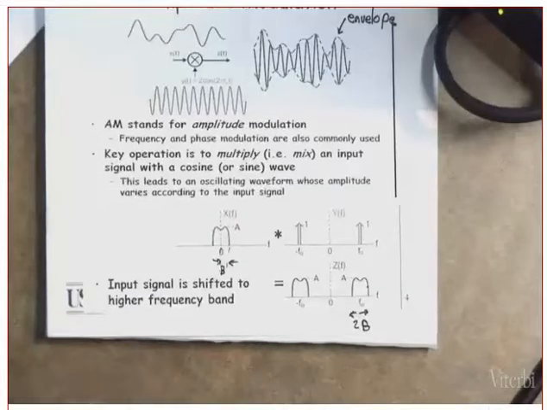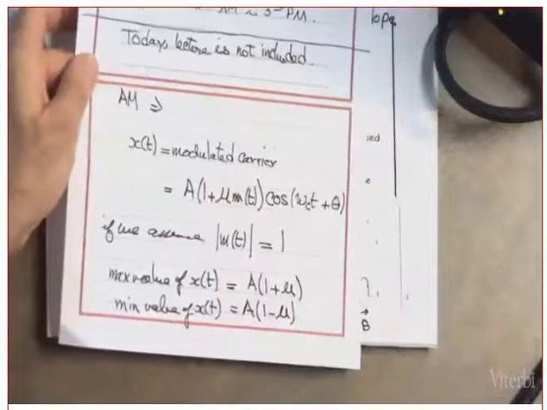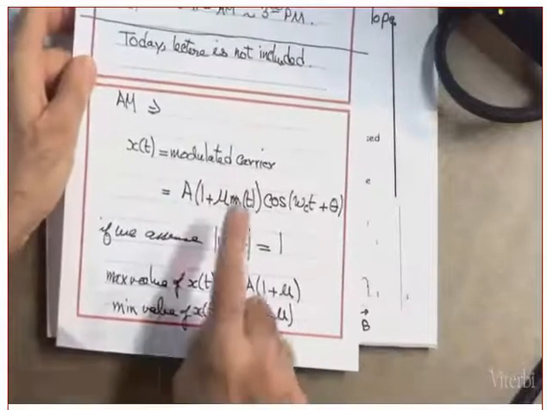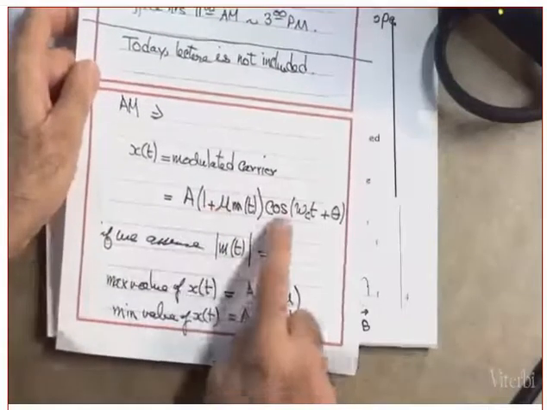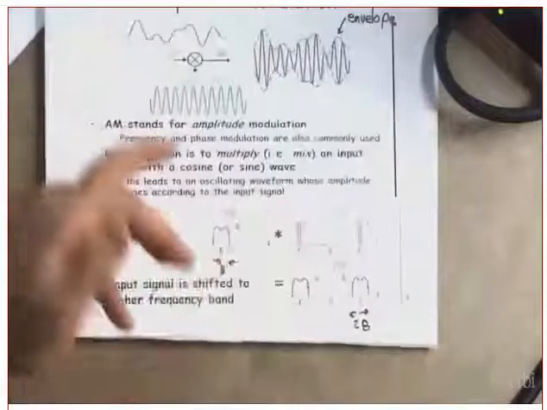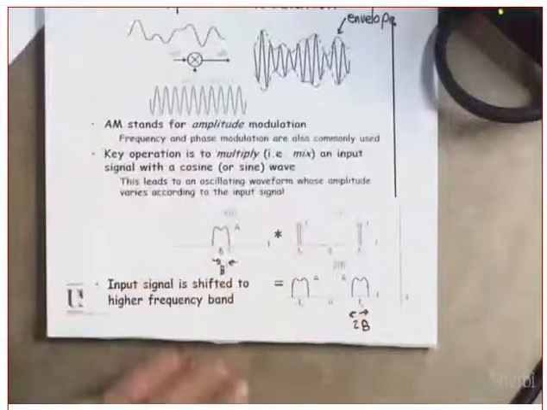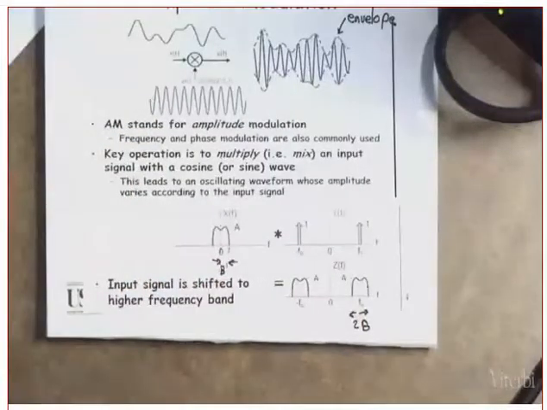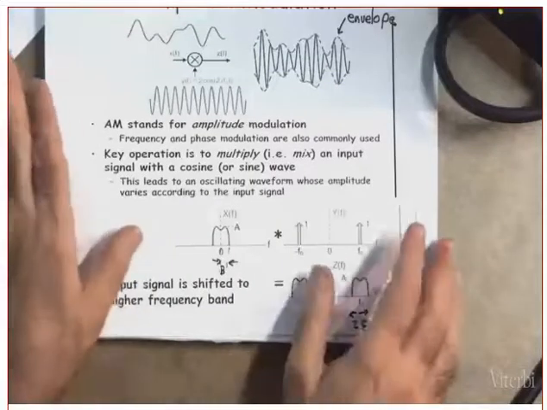Coming from where? Which term? Can you tell me coming from which term? A times 1 times cosine omega c. Yes or no? So this one is a suppressed carrier because you don't see any components here. Clear so far? Yes or no? Okay, good.